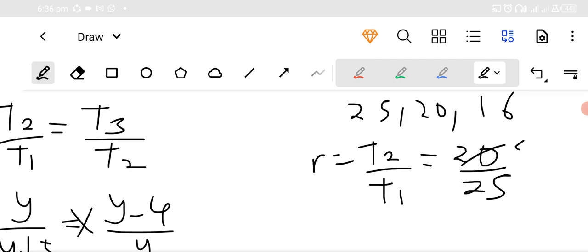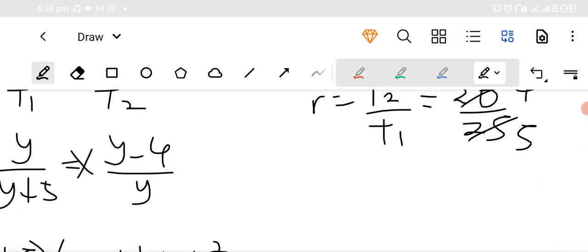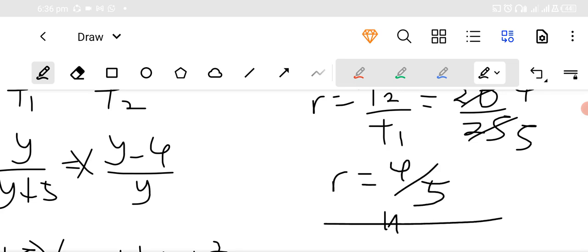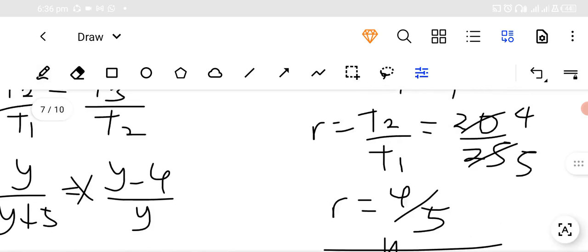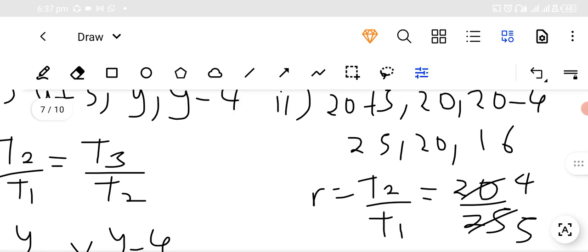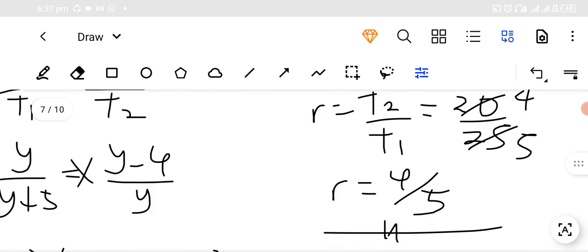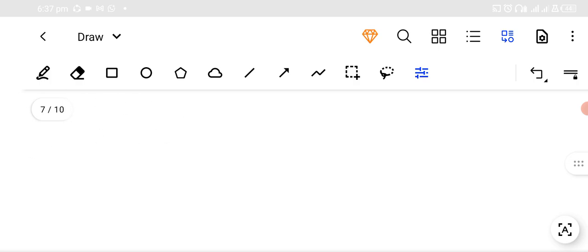Five can go into 4, 5 can go into 5. So R is equal to 4 divided by 5. Then of course 16 over 20, 4 can go into 16, 4 can go into 20, so it will still give you R equal to 4 over 5. So we are done with that particular question.